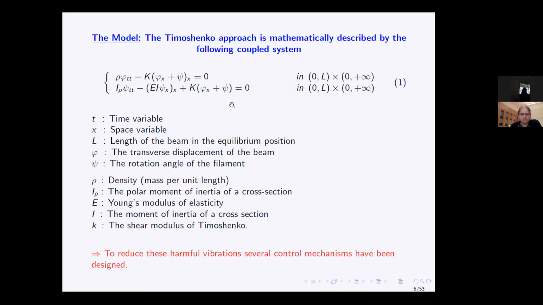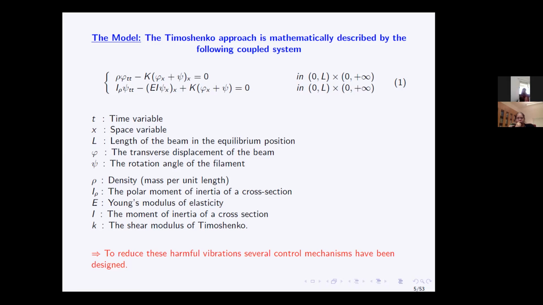As you can see here, we have a system composed of two equations, PDEs, such that phi here represents the displacement vector and psi represents the rotation angle. Also, we have rho, k, E, and A, which are physical parameters, and are assumed to be positive constants. Also, L here represents the length of the beam, and of course, the displacement vector and rotation angle depend on the time and space variables.